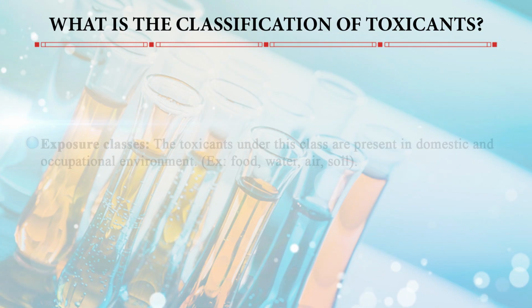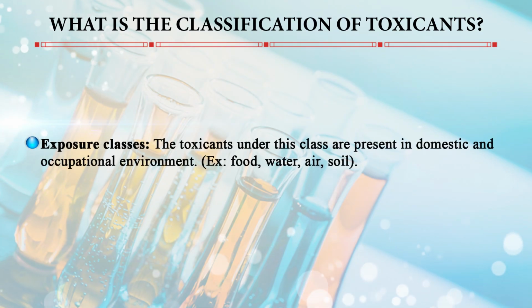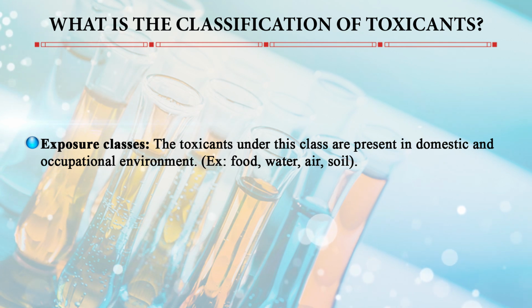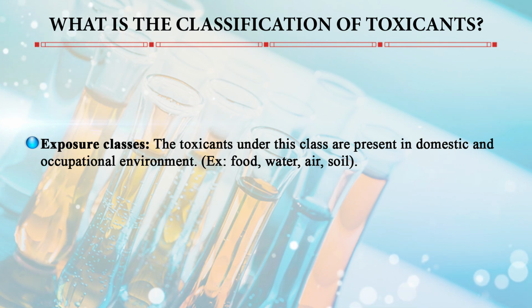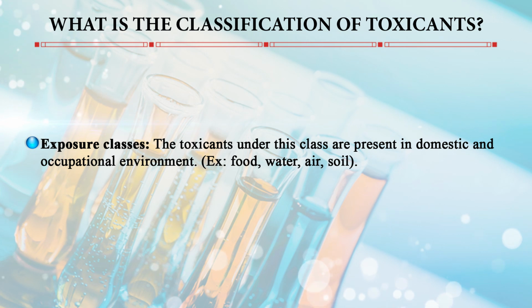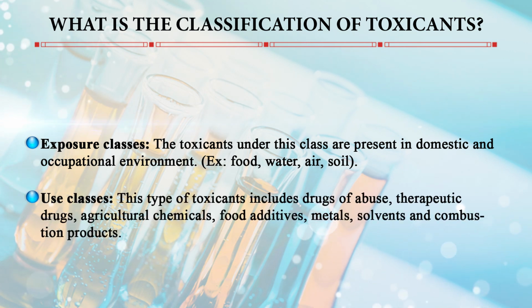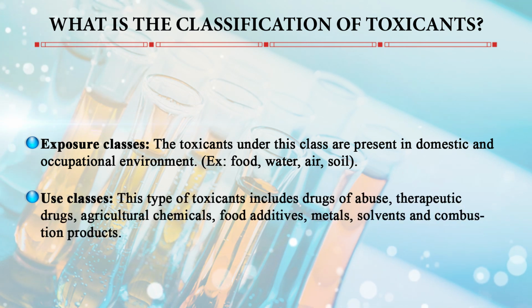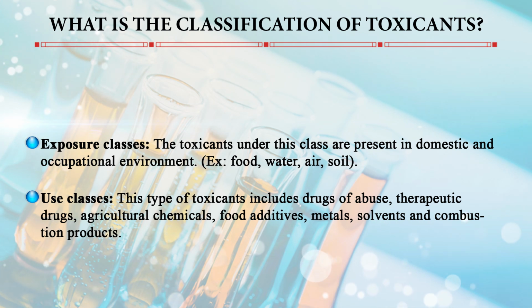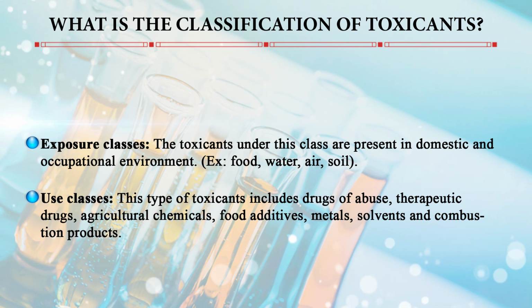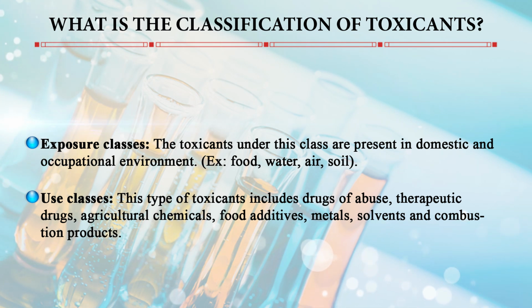But the broad classification is the exposure class and the second one is the use class. If we see the exposure class, the toxicants under this class are present in domestic and occupational environments like food, water, air, soil. If we consider the use class, those are toxicants that include drugs of abuse or therapeutic drugs, or sometimes an agricultural chemical, food additives, metals, solvents and combustion products.